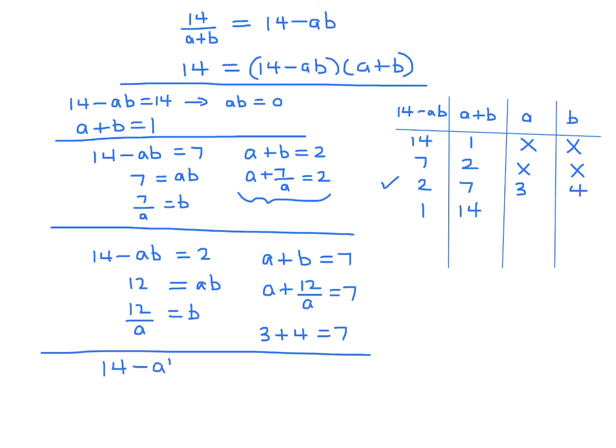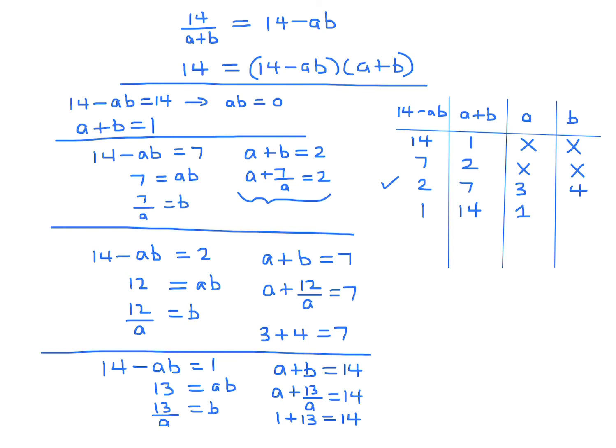And then we got one more. 14 minus ab is equal to 1. And that means ab is equal to 13. And b is equal to 13 over a. Now let's use that one. a plus b is equal to 14. a plus b, which is 13 over a, is equal to 14. And again, by inspection, if a is 1, this will work. If a is 1, this becomes 1 plus 13, which is indeed equal to 14. And therefore, b is 13, like that. All right, we got another one. So I've got two values for a. I've got 3 and I've got 1.